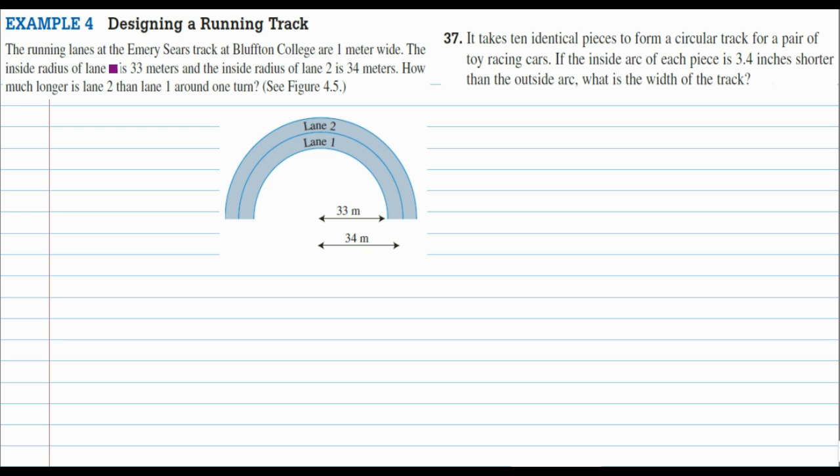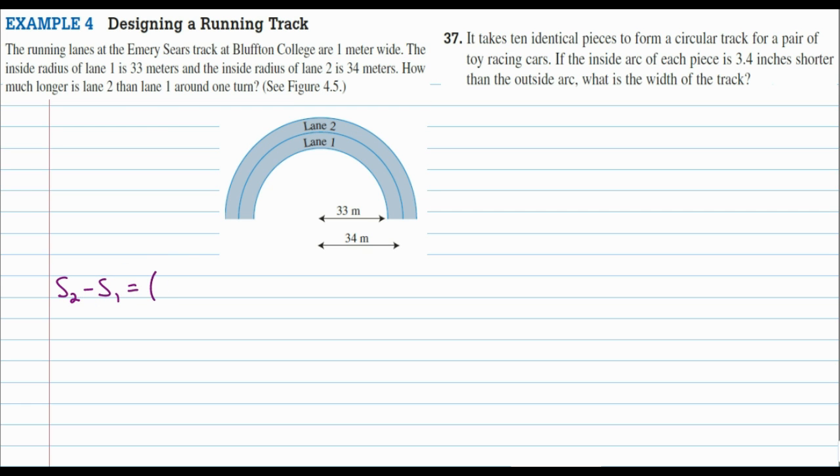The inside radius of lane 1 is 33 meters, and the inside radius of lane 2 is 34 meters. How much longer is lane 2 than lane 1 around one turn? So I have two different arcs that I'm working with, the inside arc of lane 1 and then the outside arc of lane 2. So I'm looking at what is the difference between the two. So I'm going to take arc length 2 minus arc length 1. And since that is what I am looking for, I have an expression for each of those.